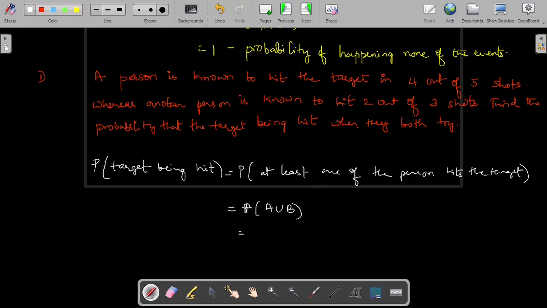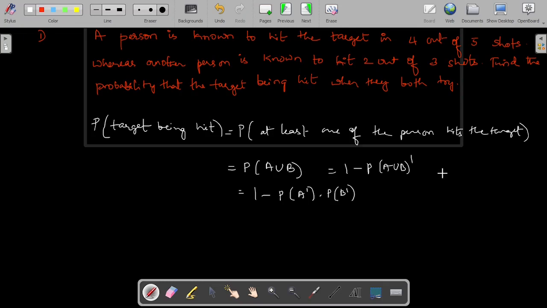So what is the formula as per this? 1 minus probability of A dash into probability of B dash. That is because this is 1 minus P of (A union B) whole dash, as (A union B) whole dash is A dash intersection B dash, and A and B are independent events. Here they hit the target independently, so they do not affect each other. The events do not affect each other, therefore they are independent events.